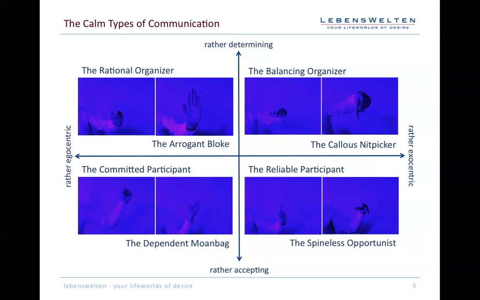Now the calm types. It's the rational organizer who can be an arrogant bloke, the balancing organizer, who on the negative side can be a callous nitpicker, the committed participant and the dependent moaner, as two sides of one medal, and you have the reliable participant who, in a worst case, becomes a spineless opportunist.